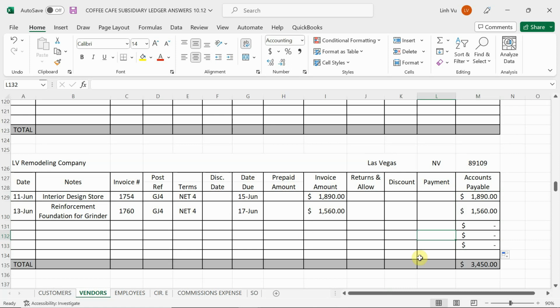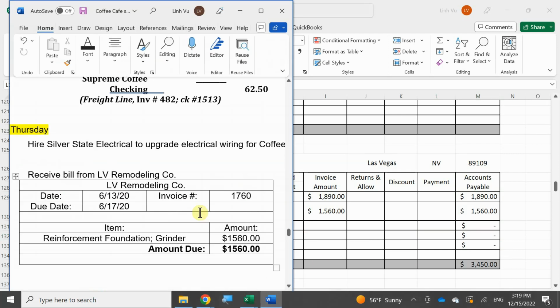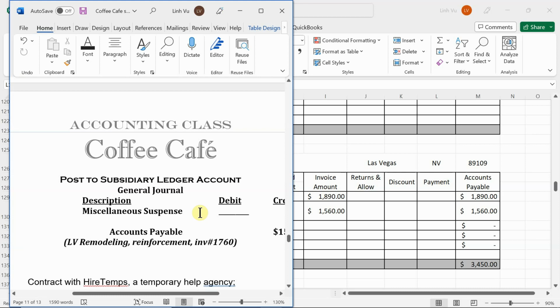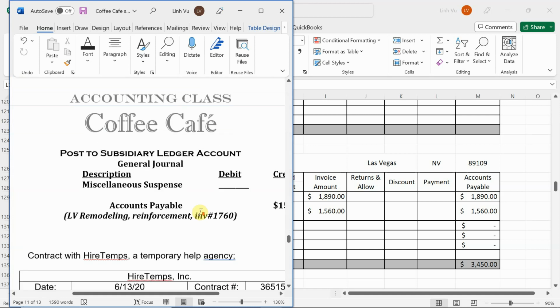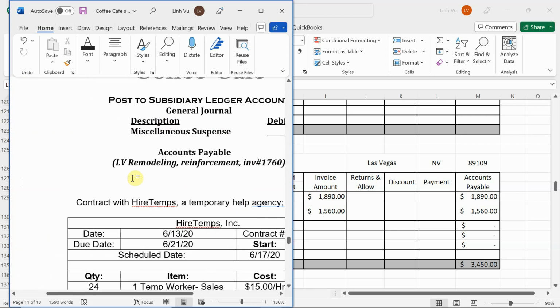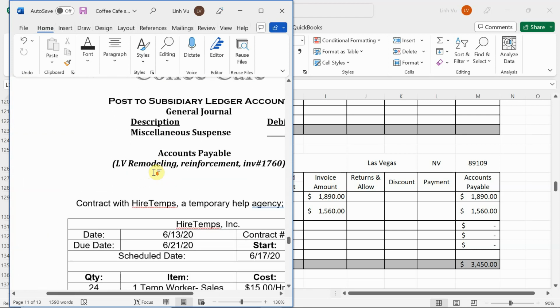Okay? Any questions so far? Not for me. Just giving you the extra time to catch up. Okay? All right. So there you go. LV Remodeling, reinforcement of the foundation, 1760. We got the journal, the ledger, and the subsidiary ledger. Okay? So then let's see what happened next.